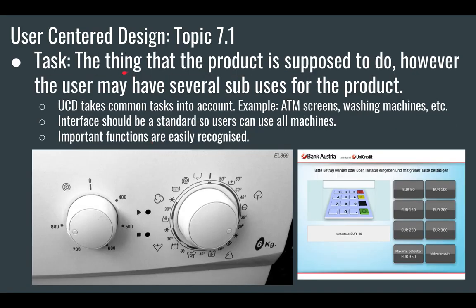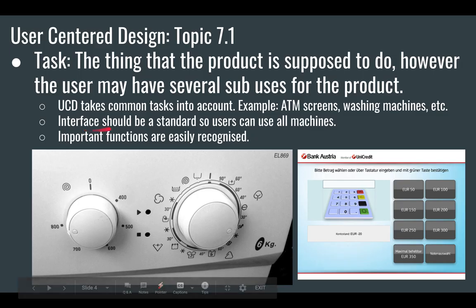Now, let's talk about tasks. So products are designed to accomplish tasks. So a task is defined as the thing that a product is supposed to do. However, the user may have several sub-uses for the products. So UCD is going to take into account common tasks. And a good example of this would be ATM screens and washing machine interfaces. So an interface should be standard so users can use all machines, and important functions are easily recognized.